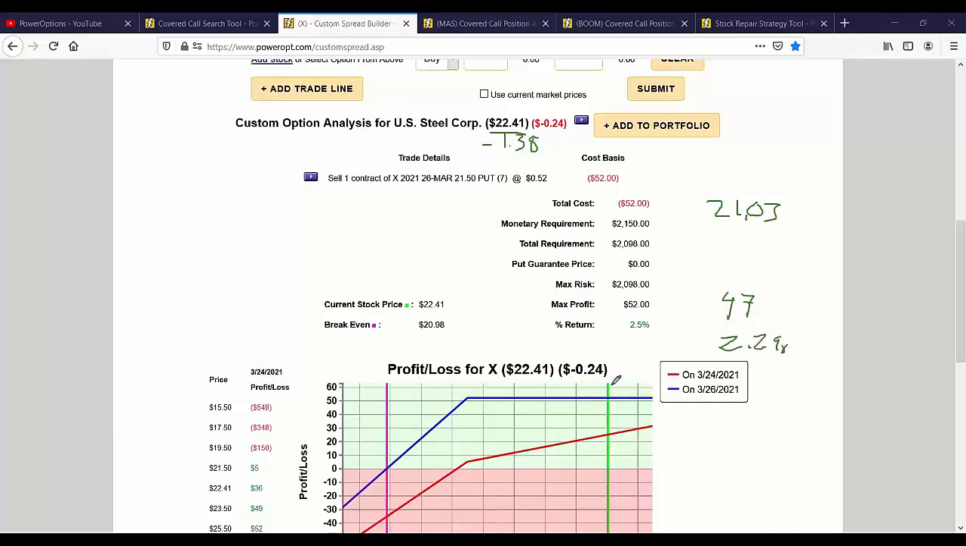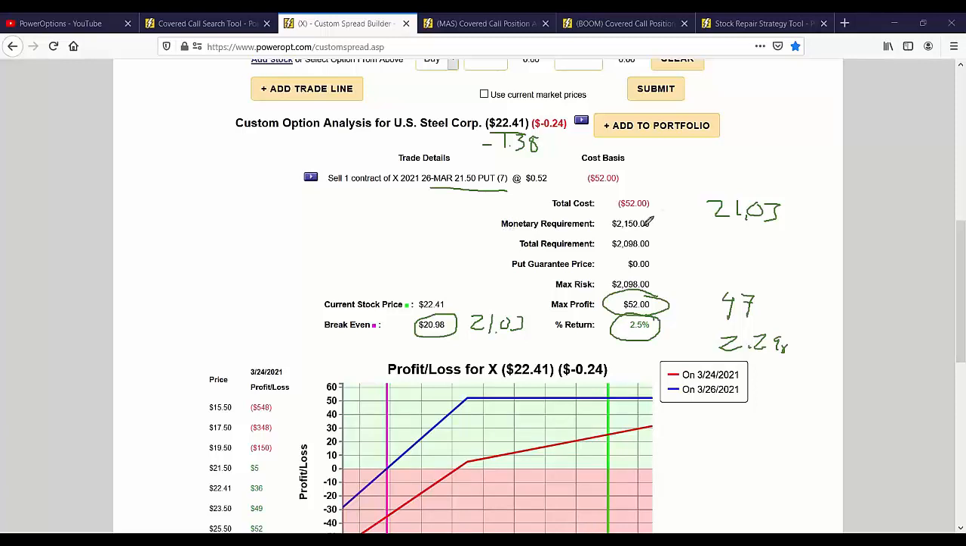Cash secured naked put: stock stays above 21.50, the put expires. You keep the full net premium, in this case 52 cents, or 2.5% return. Break even, 20.98. Break even on the covered call, 21.03. Anywhere below that, we're losing profit on the position. That's a parity trade. The in-the-money covered call is a parity trade, Ken, to the out-of-the-money naked put position.